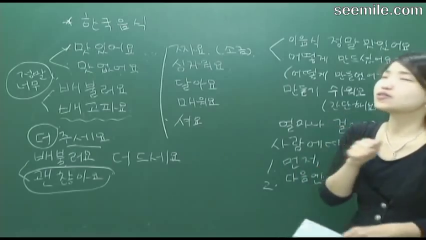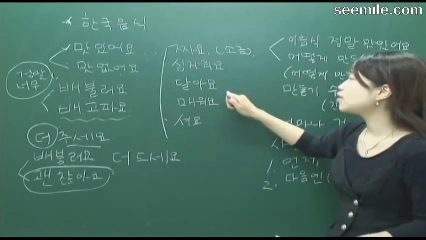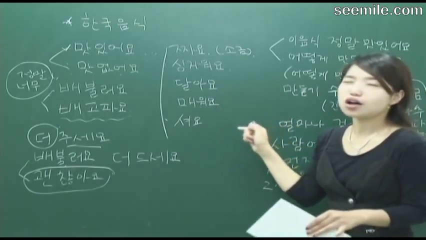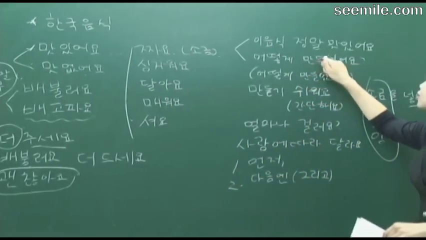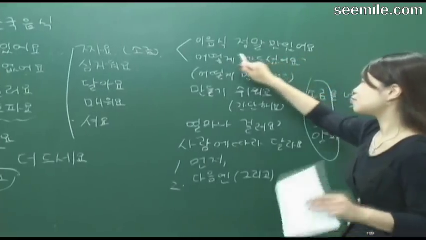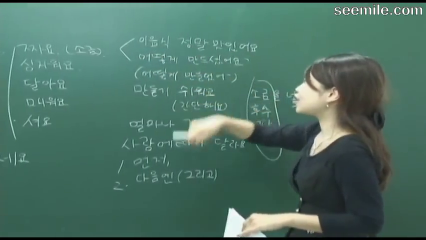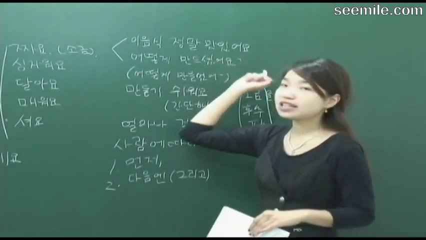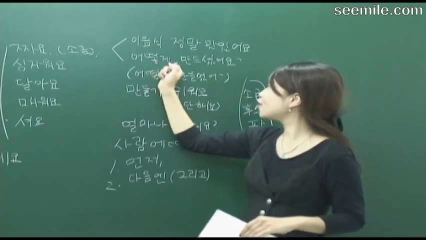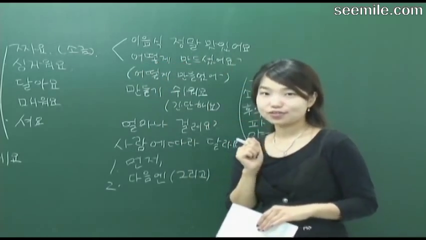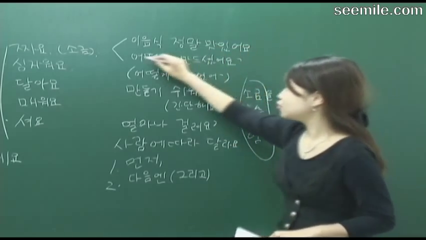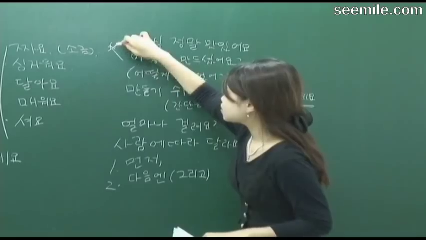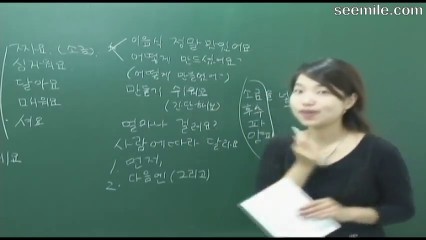짜요. Salty. 싱거워요. 달아요. 매워요. 셔요. Okay? 한국 음식 정말 맛있어요. I'm sorry. 이 음식 정말 맛있어요. This food is really delicious. 어떻게 만드셨어요? How did you make it? Okay. You will use these sentences to get a recipe.